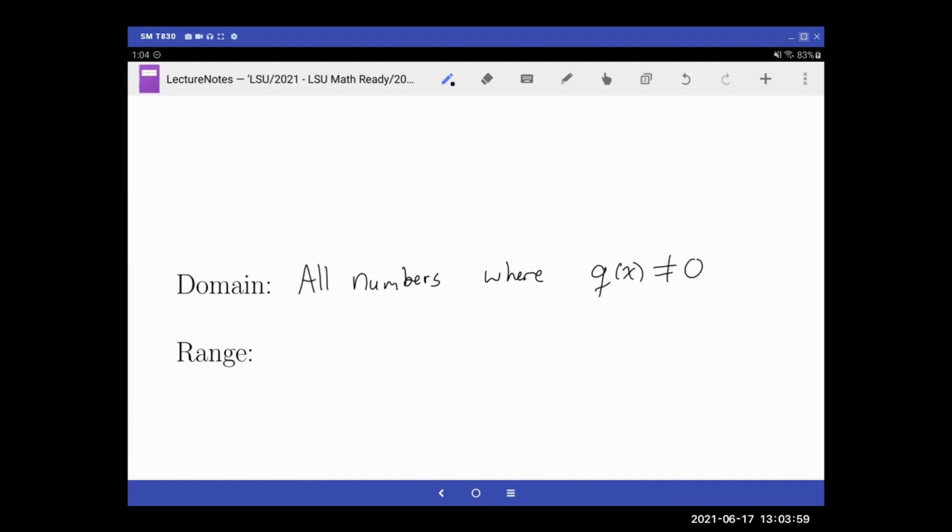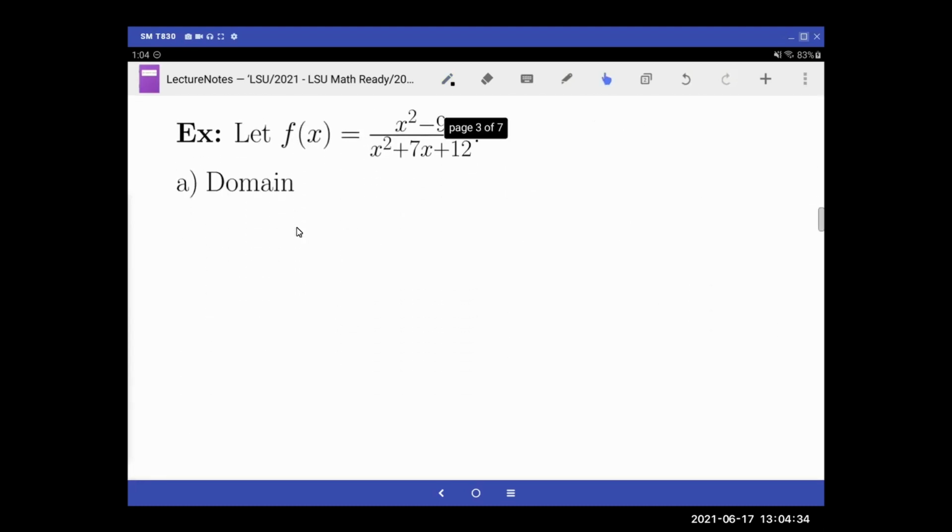As far as the range, it's all numbers, all values, except wherever the horizontal asymptote is located. Okay, generally, that's going to be the range. And so we'll look at an example of all that soon. Okay, let's go ahead and go to our first and only real example here.